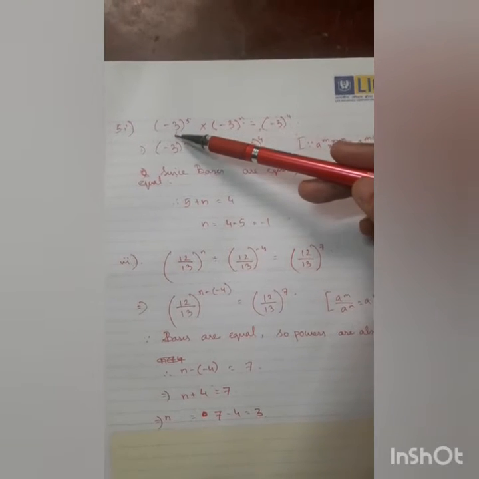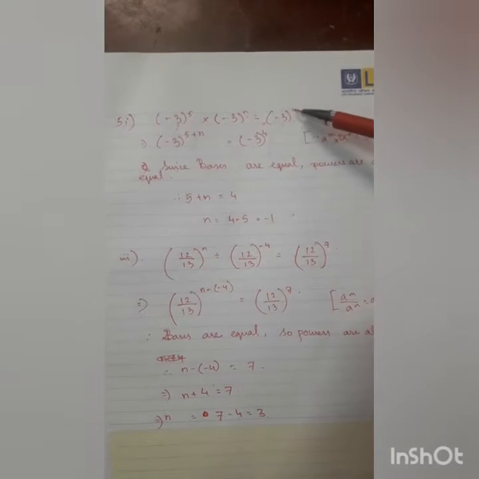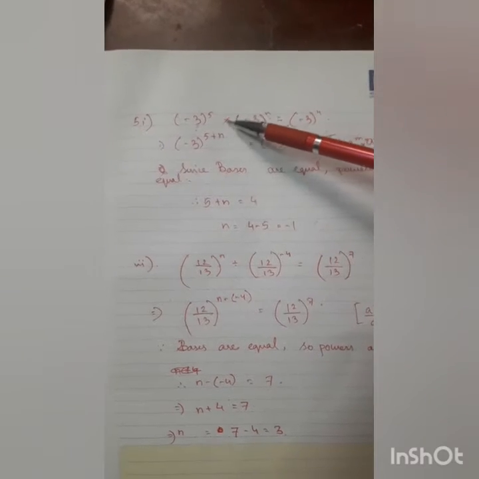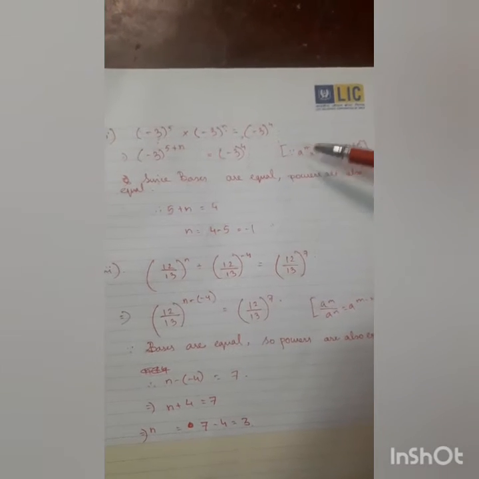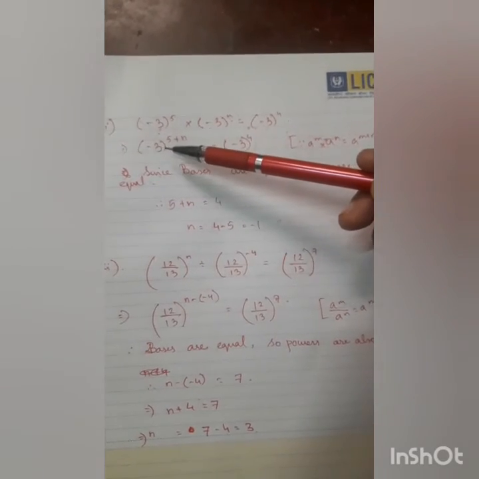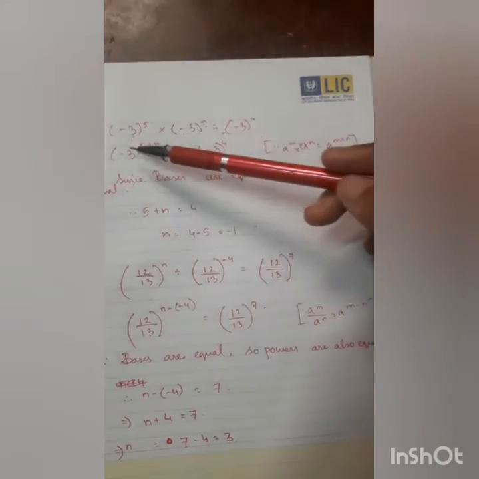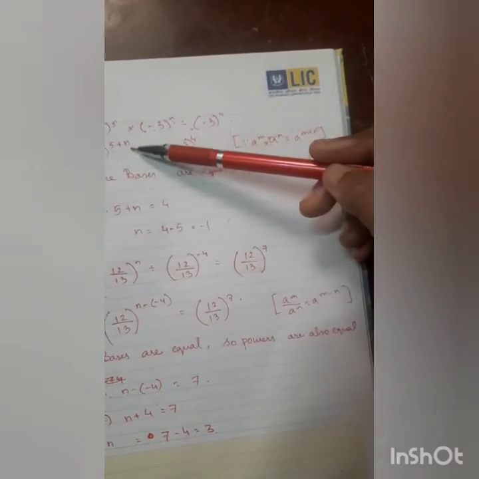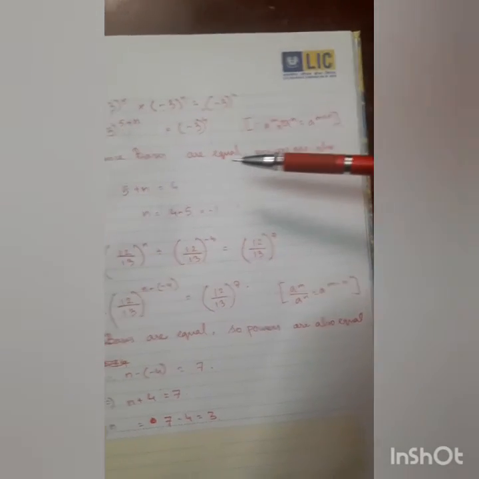See, we are having (minus 3) whole to the power of 5 into (minus 3) whole to the power of n is equal to (minus 3) to the power of 4. In the left hand side, both the bases are equal and they are having a multiply sign. So I will add the powers, using the formula a to the power of m into a to the power of n is equal to a to the power of m plus n. This becomes (minus 3) to the power of 5 plus n. This is equal to (minus 3) to the power of 4. Now, since the bases are equal, the powers also must be same. So 5 plus n is equal to 4. That is, n equals 4 minus 5 equals minus 1.